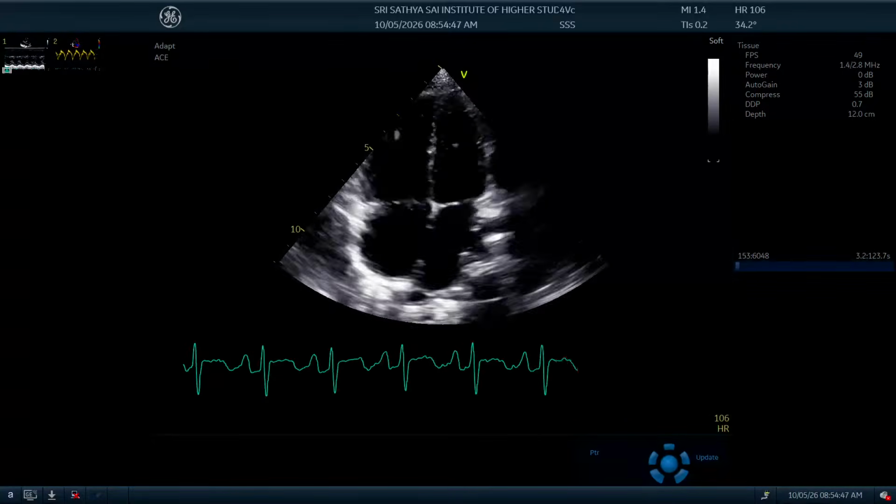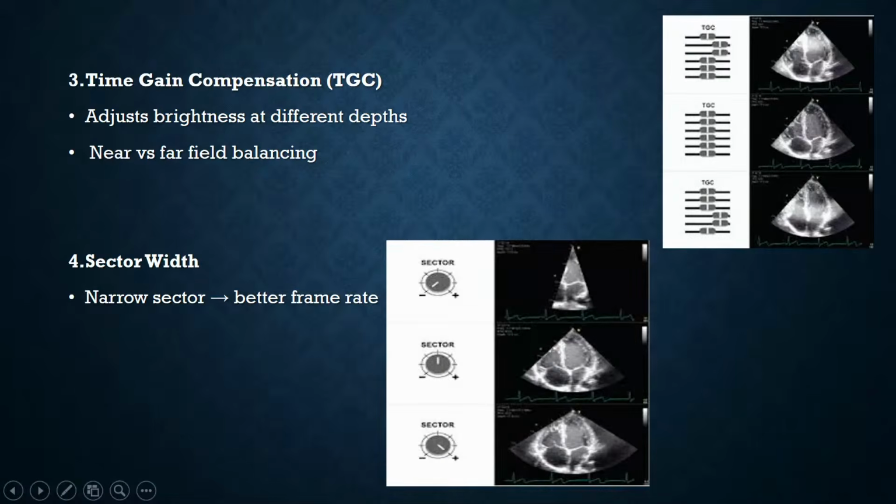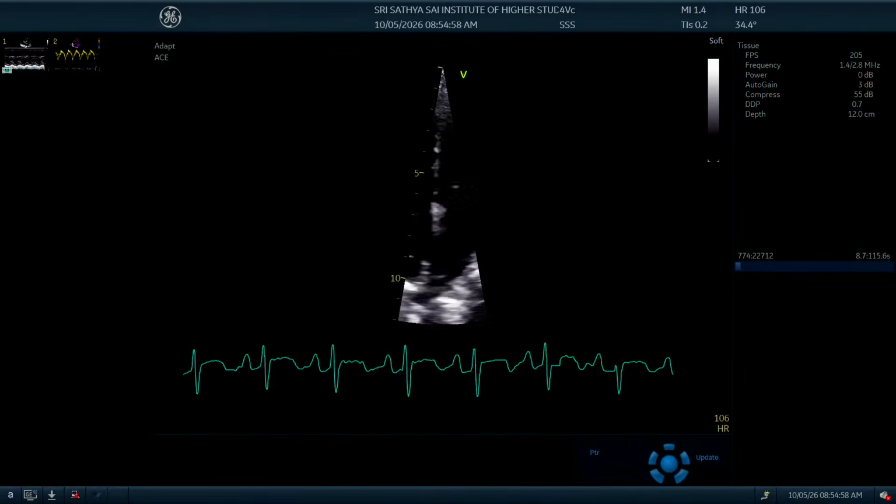Anyway, go on. Coming to the next knobology. Of course, there's an ASD. That is sector width. It adjusts the horizontal angle or the width of the ultrasound beam.